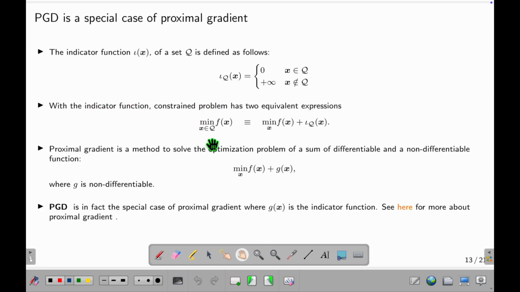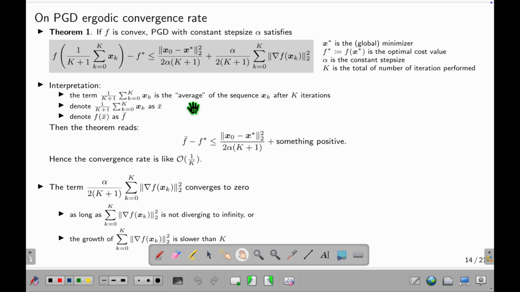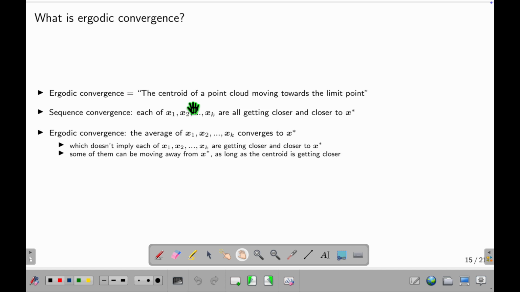And this projected gradient descent is actually a special case of proximal gradient descent. Proximal gradient descent is when this term becomes any G. So that's why we study proximal gradient descent. But now we're talking about projection, later okay? So now again, convergence. And this convergence is slightly different. It's ergodic. We don't talk about pointwise convergence. We talk about ergodic convergence. So what's that? This is the picture.